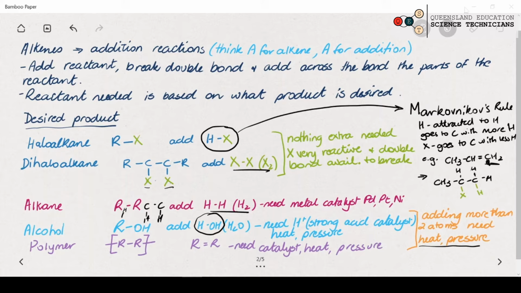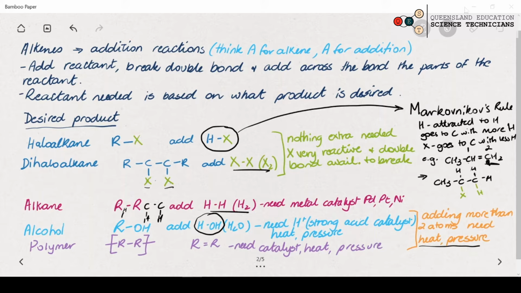So we'll get our hydrogen bonded here. And our other thing, so our halide, or the OH for our water, will bond to the carbon that had the least number of hydrogens. So we can see here I had 2 hydrogens bonded to this across the double bond and only 1 here on this double bond. So the hydrogen is attracted to the one with the most, so it goes to the biggest number, and the halide or the hydroxyl group go to the carbon with the least number.